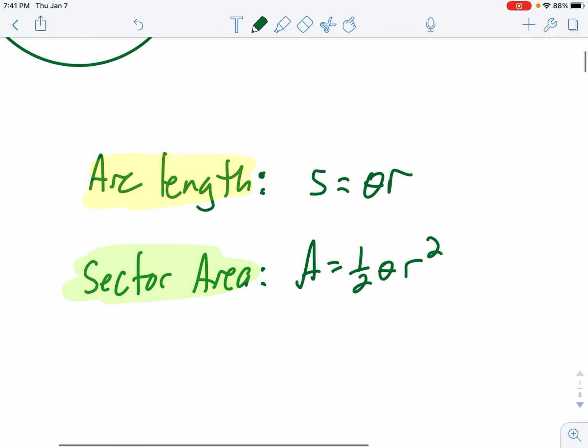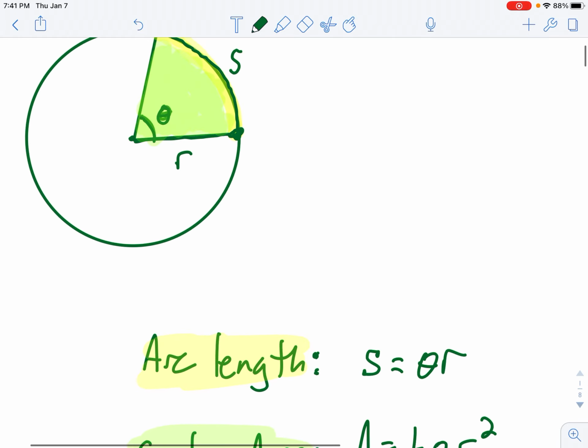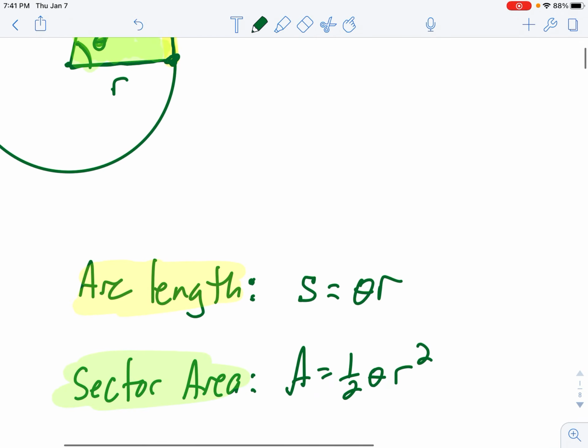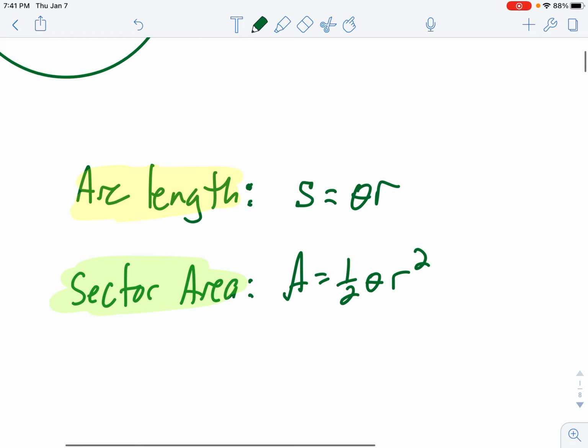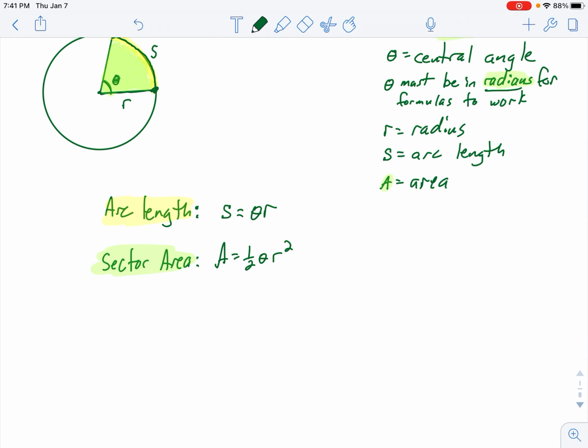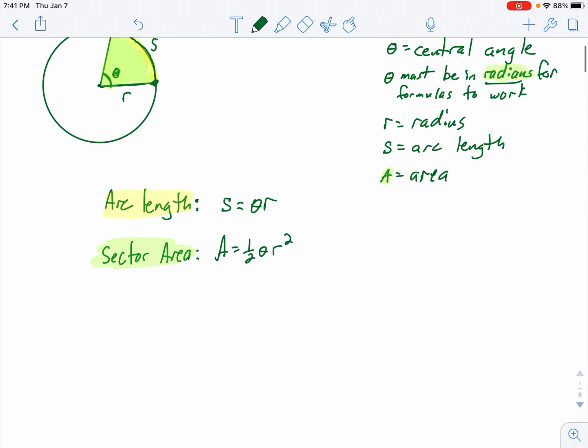So the formula for arc length, S, no, that's not a 5. Please don't confuse my S's with 5s. S equals theta times r. So the central angle, again, has to be in radians times the radius gives you that length. The sector area is A equals 1/2 theta r squared. A equals 1/2 theta r squared. Again, theta, the angle has to be in radians. But that's it. Learn how to apply these formulas, and we are good to go.